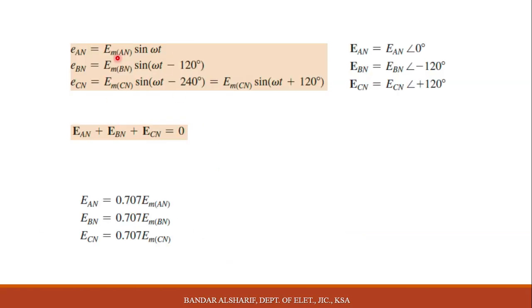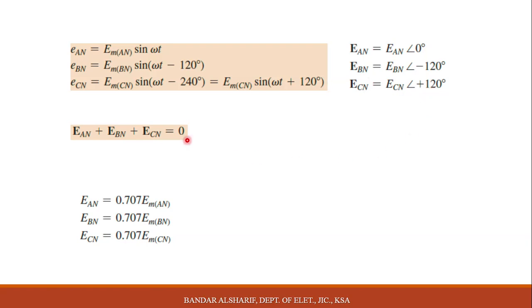If we need to write this sinusoidal expression in phasor form, as we know before, you can write it easily. You see here bolded EAN, angle 0. For EBN, it is the magnitude of EBN and the angle minus 120, which is the same here. And here ECN, the magnitude of ECN and plus 120.